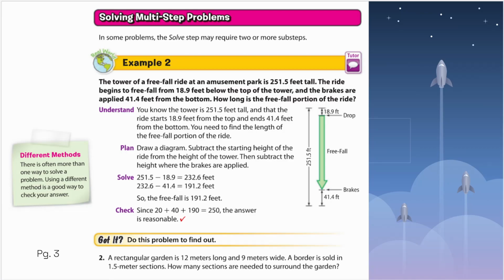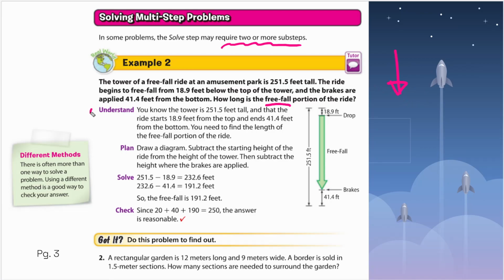Solving multi-step problems. Sometimes solving a multi-step problem requires 2 or more substeps. Let's look at example number 2. The tower of a free-fall ride in an amusement park is 251.5 feet tall. The ride begins to free-fall from 18.9 feet below the top of the tower, and the brakes are applied at 41.4 feet from the bottom. How long is the free-fall portion of the ride? Free-fall, for those of you who don't know, is when you're falling and nothing is stopping you.